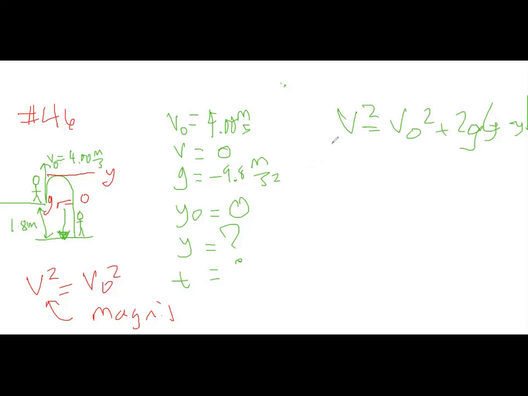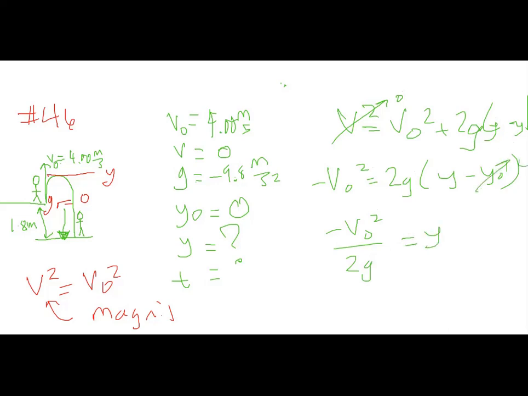So we know V is 0. We're looking for Y. So negative V naught squared equals 2G times Y minus Y naught. We'll divide both sides by 2G. Negative V naught squared over 2G equals Y, because that's also 0. So Y equals negative 4 squared over 2 times negative 9.8. Y equals 0.82 meters.